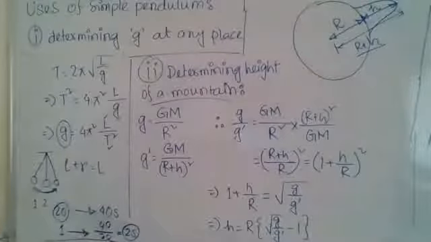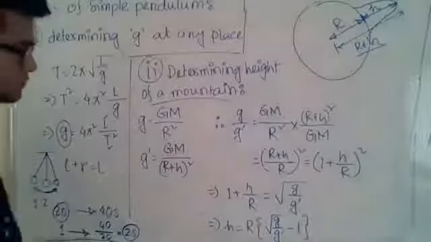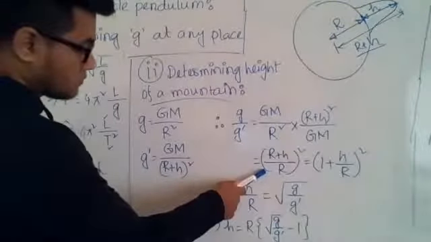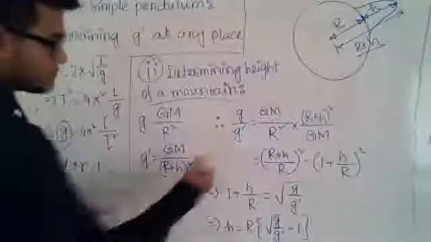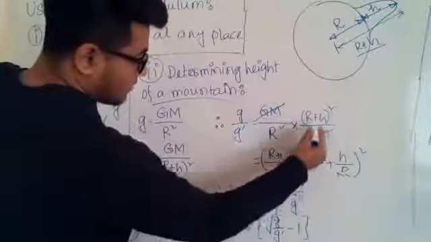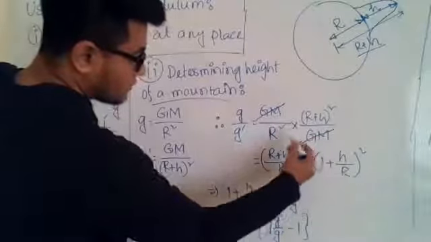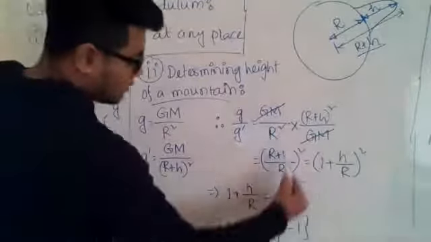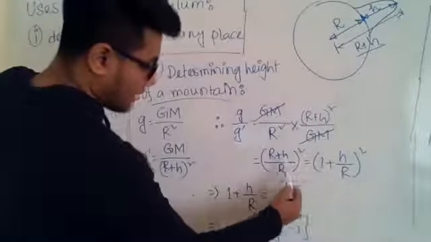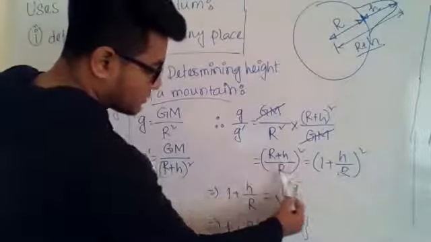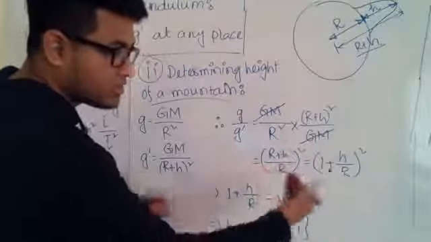Third line: r plus h by r square, r whole square. Here? Yes. So GM and GM will cancel each other, right? Yes. So r plus h divided by r whole square. Okay, we can write it. So then R by R will become 1, and plus H by R will be there. We are breaking it up.